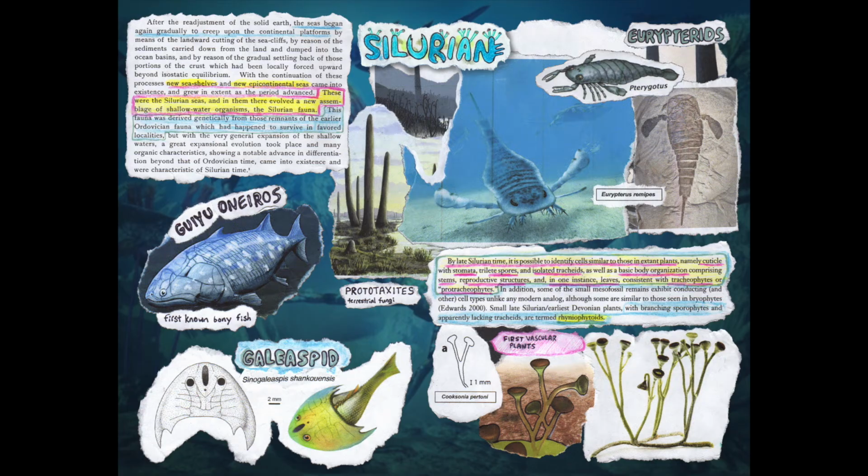So following the Ordovician period and the mass extinction was the Silurian period, which included a lot of different creatures, but most notably some of the first boned fish, and then also the first vascular land plants. And so these are two very important elements of this time period, and also just the development of the jawed fish.